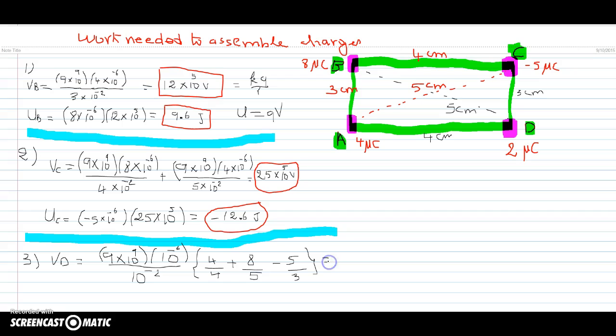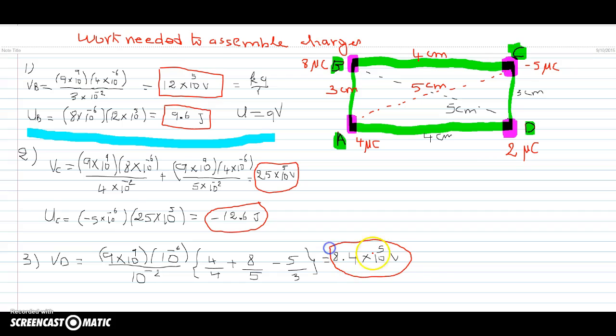Now all done, you are going to find VD, 8.4 times 10 to the 5th power volt, of course. Let's put this in a circle. Alright, there's something wrong here. Oops. So that's the voltage at point D. Let's put this here. I don't have to do it, but just to show the steps.